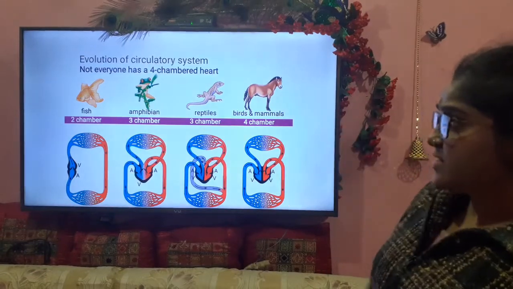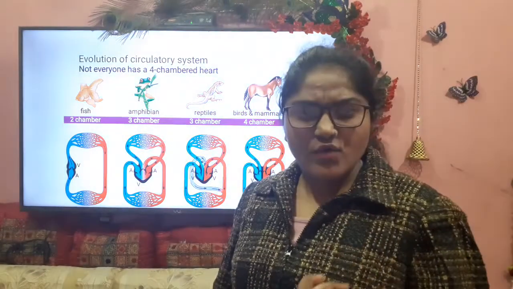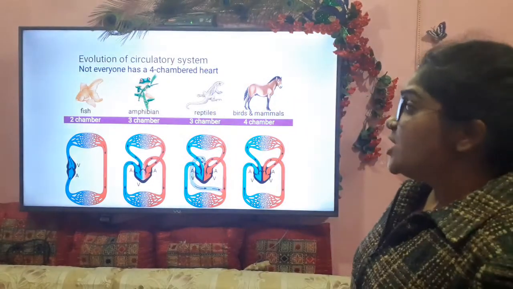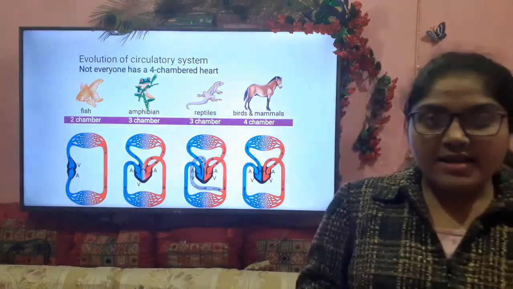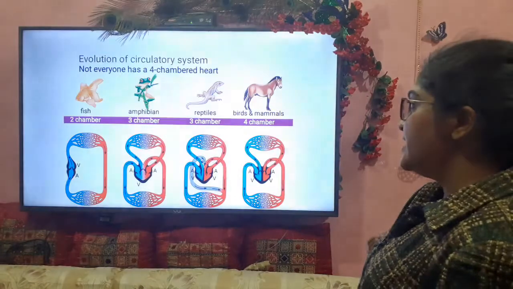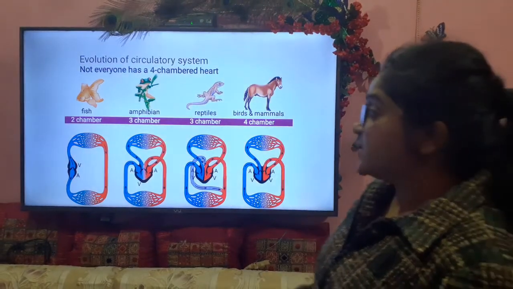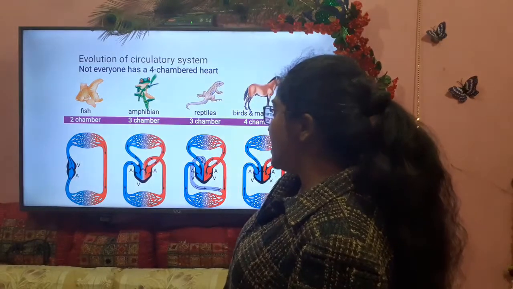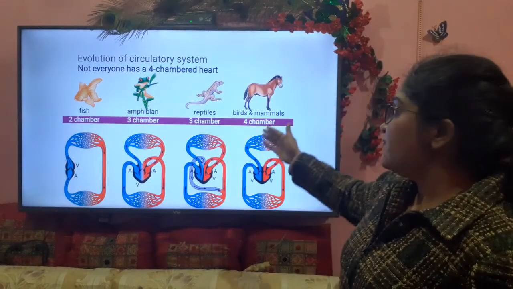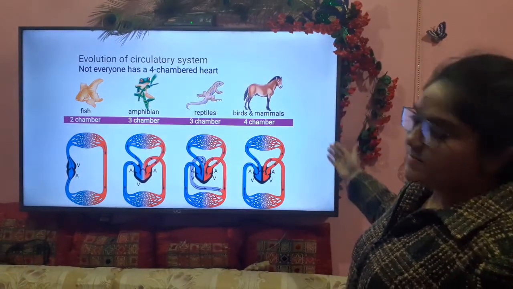Evolution of the circulatory system. Not everyone has a 4-chambered heart. Why? Because the complexity of low-level organisms is less than that of higher-level organisms. Fish have a 2-chambered heart, amphibians have a 3-chambered heart, reptiles have 3-chambered hearts too, and birds and mammals have 4 chambers, and human beings also have them.